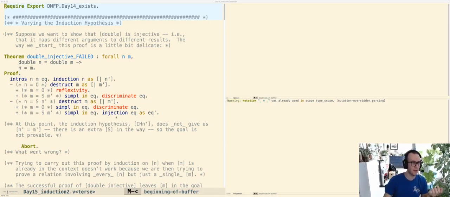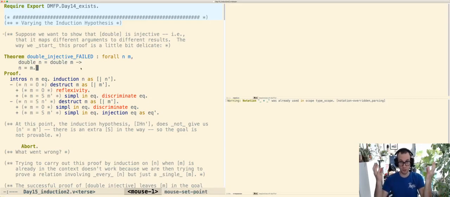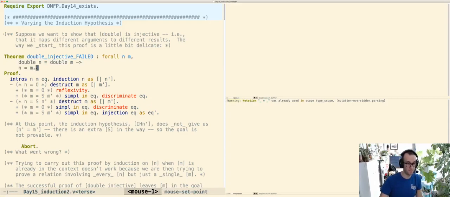I want to prove that the double function is injective. If I apply double to two different numbers and I get the same number out, then my two different numbers have to be the same, right? This hopefully is intuitive, right? If 2 times n equals 2 times m, then n should be equal to m. Now, keep in mind, this double is the one that does the double successor thing.